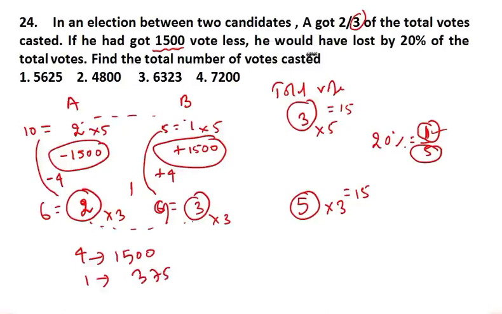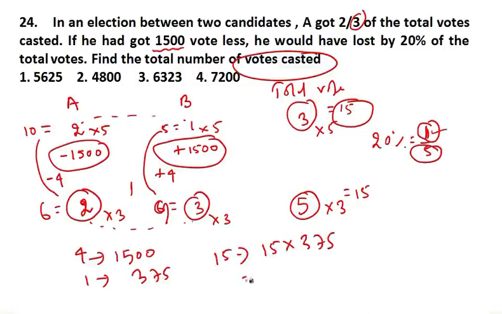Now it is asking you the total votes casted. Total votes casted is 15. So if 1 represents 375, then 15 will represent, tell me how much? 15 into 375. Your answer will be 5625. First option. Okay, let's move ahead.